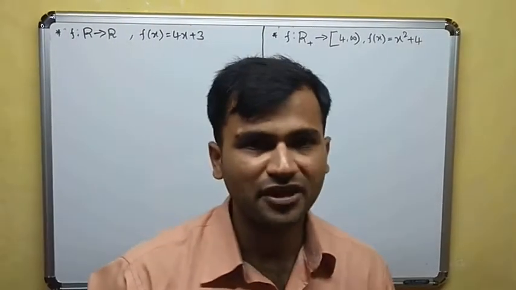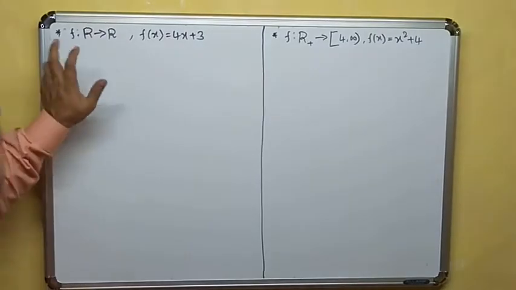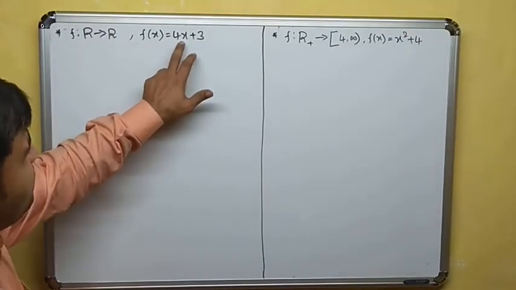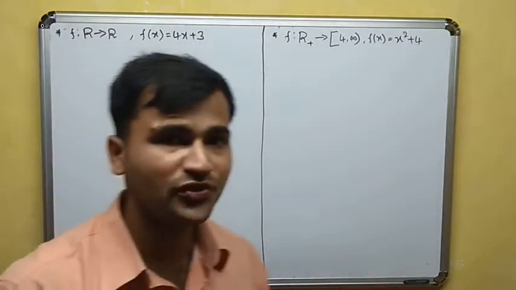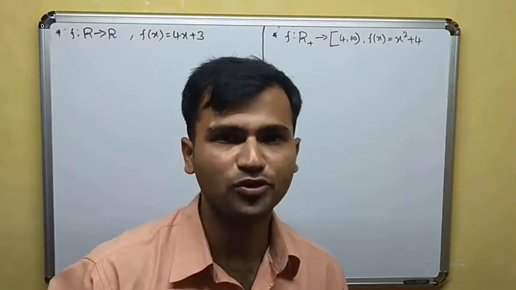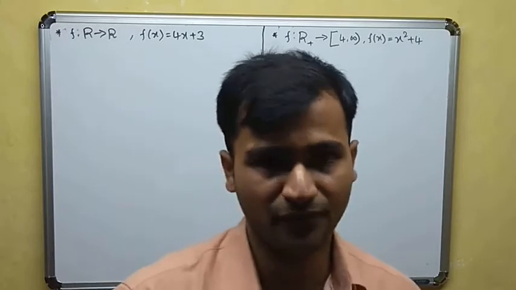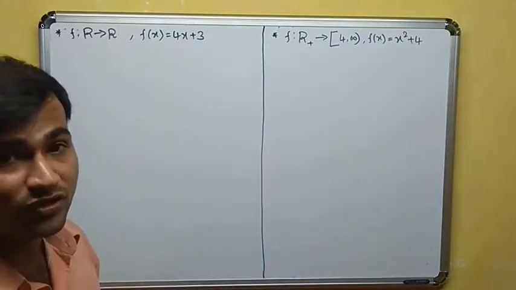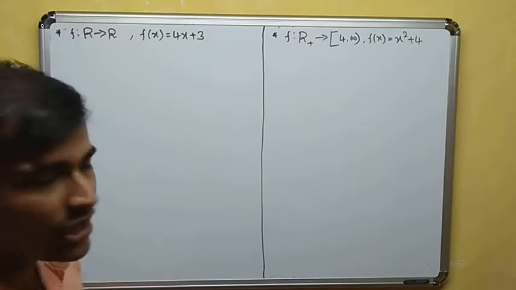We shall discuss some invertible problems. If f is a function from R to R defined as f of x is equal to 4x plus 3, show that f is invertible and also find the inverse of f. To say this function is invertible, we need to prove this function is one-one and onto.